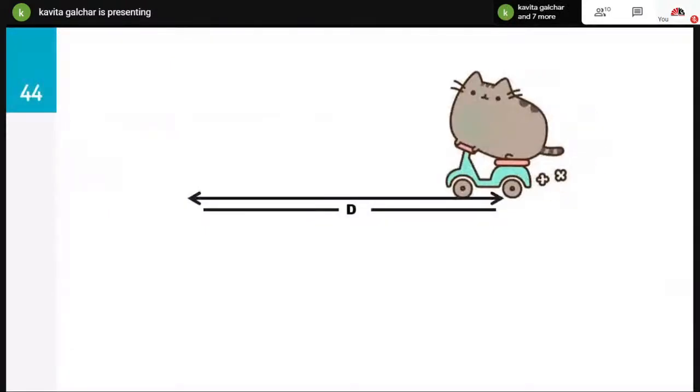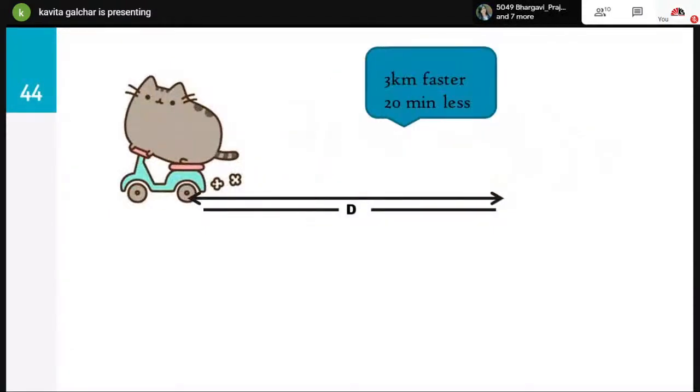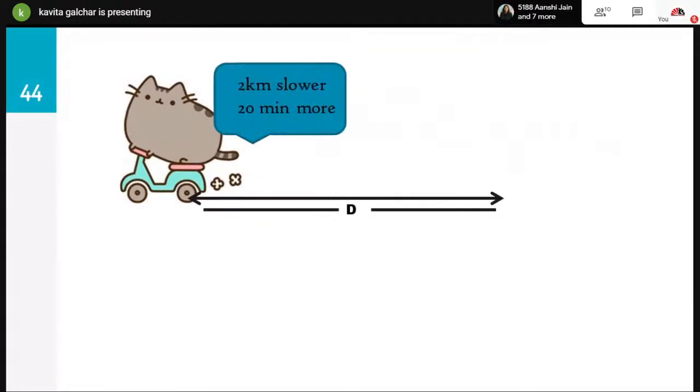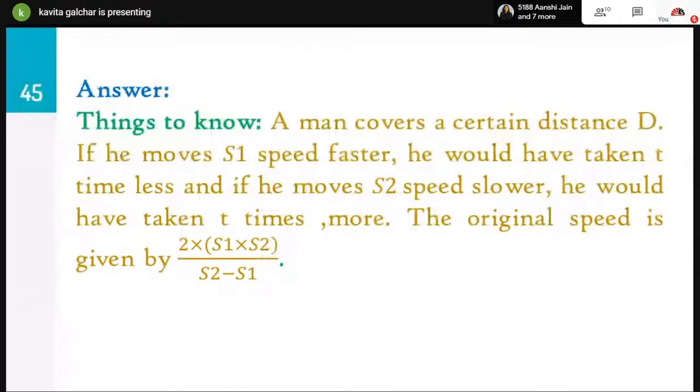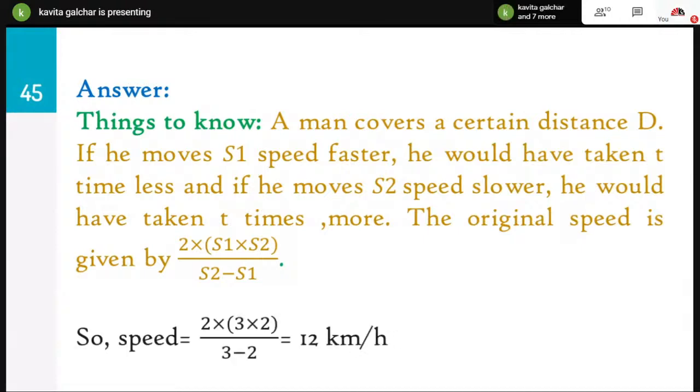Speed of man, I am considering a cat or a scooter. If it moves 3 kilometers faster, then it will take 20 minutes less. And if it travels 2 kilometers slower, it takes 20 minutes more. Things to know: a man covers a certain distance in time t. If he moves s1 speed faster, he would have taken t less. And if he moves s2 speed slower, he would have taken t more. So the formula for original speed is 2 into s1 into s2 upon s2 minus s1. In the question, s1 and s2 are both given. So simply by using the formula, the option is A.